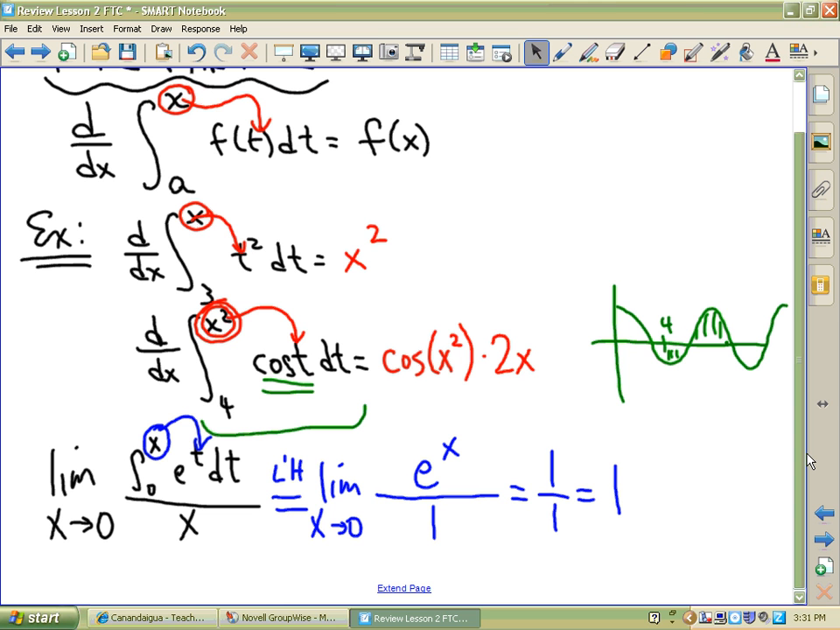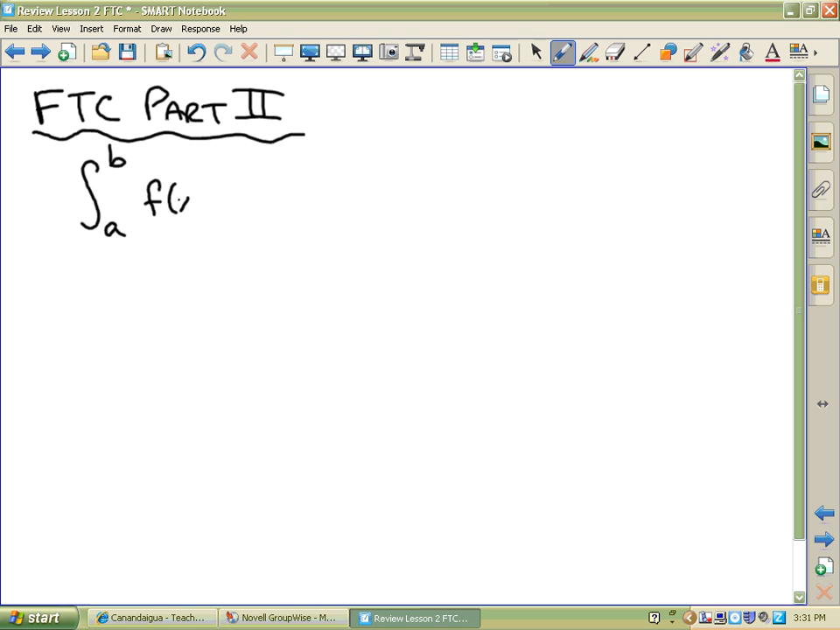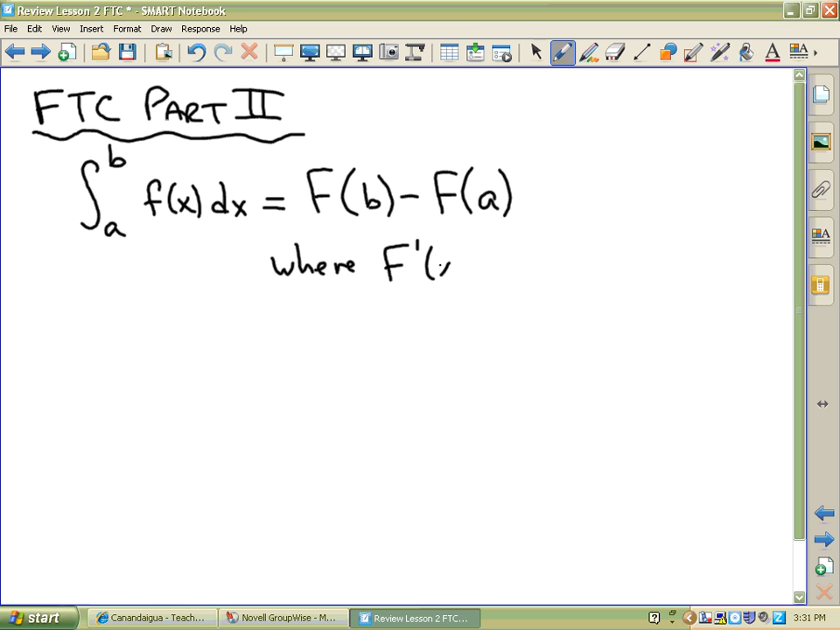The Fundamental Theorem Part 2 is much sexier because that's the one that's got all the applications, and that's the one with which you are probably familiar. And that's the one that says if you take the definite integral from a to b of f of x dx, that's equal to capital F at b minus capital F at a, where capital F prime is the same as little f.